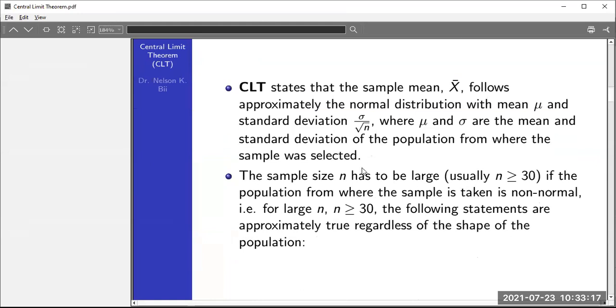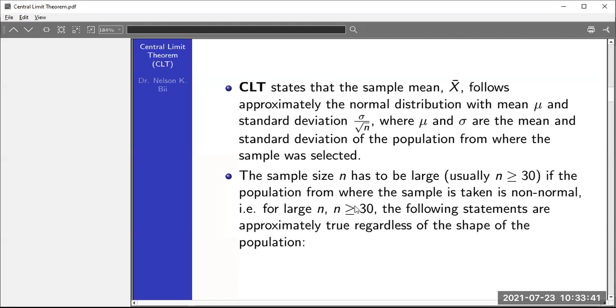Okay, so the sample size n has to be large, n greater than or equal to 30, if the population from where the sample is taken is not normal. That allows us to generalize that this distribution is normal, then n has to be large. Otherwise, the normality condition may not apply.